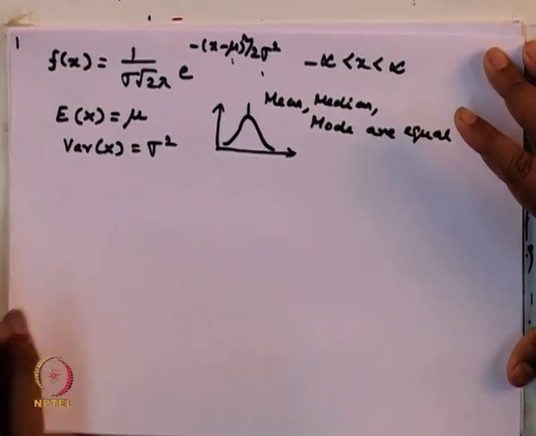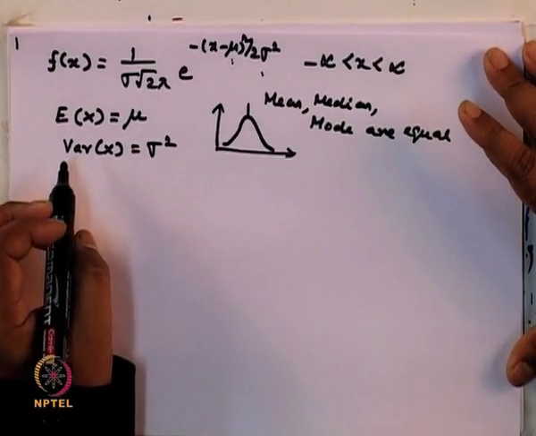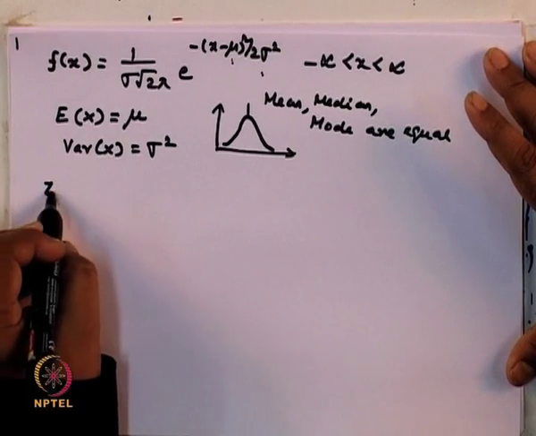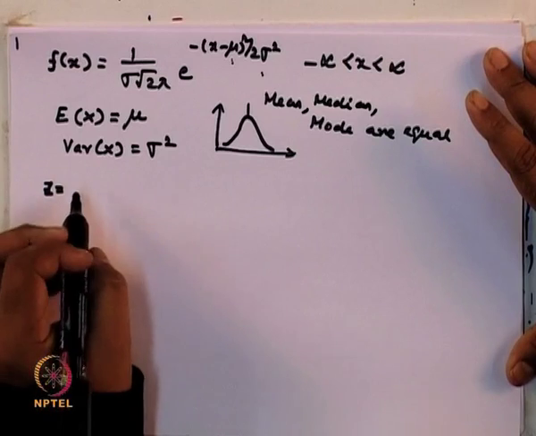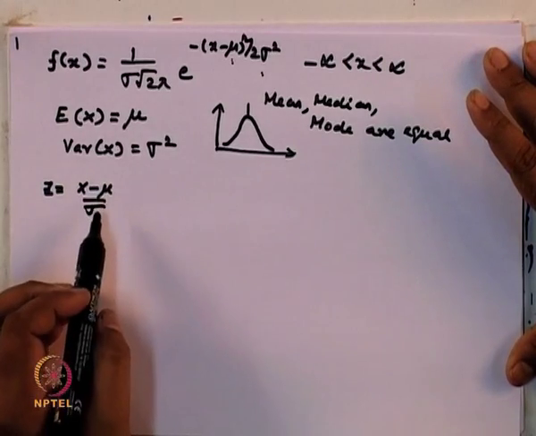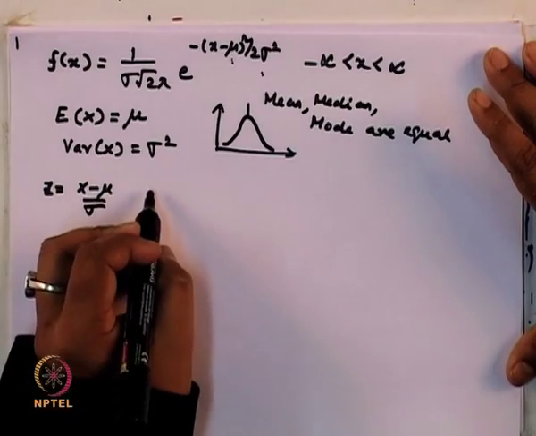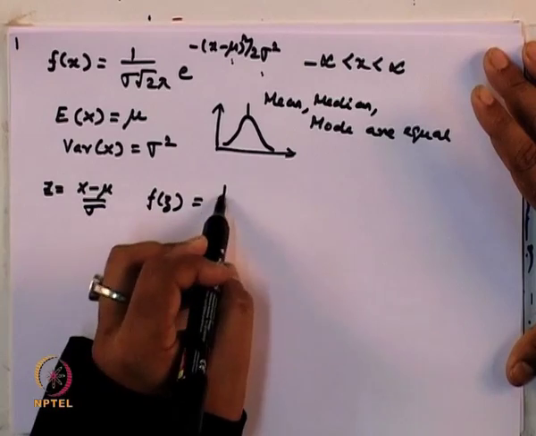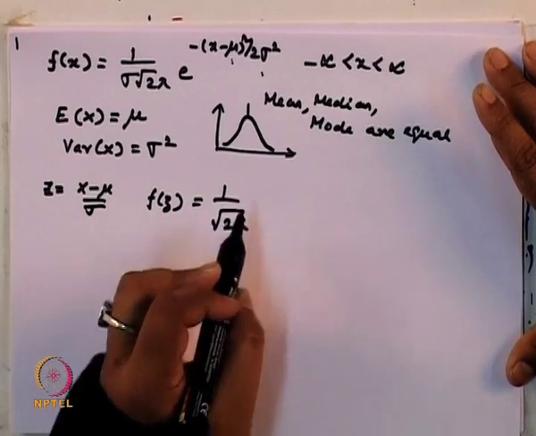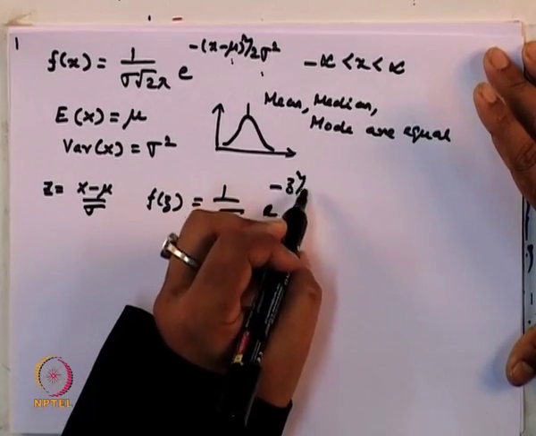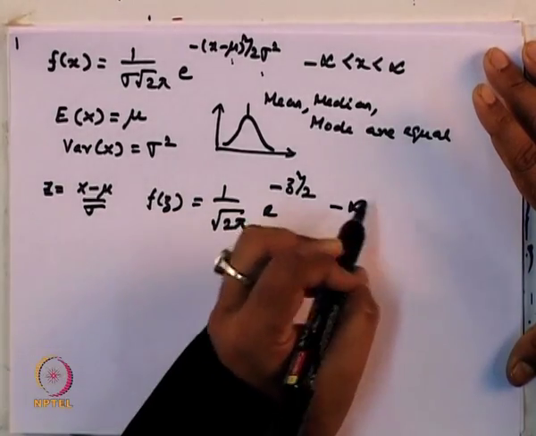Now, from this random variable you can convert it into a standard normal variable, which is typically given by the expression z is equal to (x minus mu) by sigma. If you do this, then instead of f of x, you will have f of z, which turns out to be 1 by root 2 pi e to the power minus z square by 2.